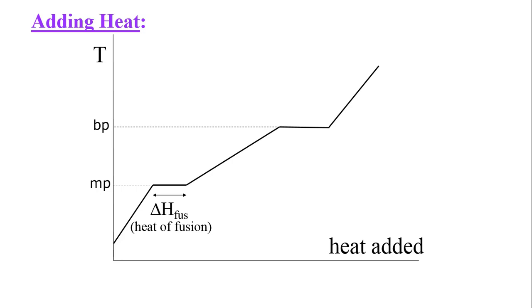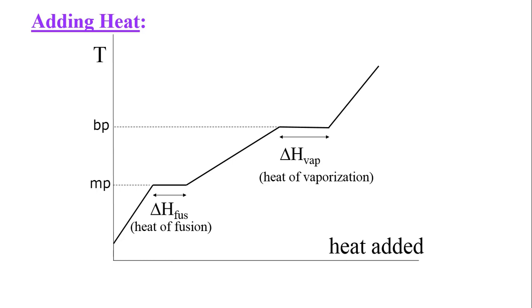It may appear that the second flat section of the graph is longer. That is on purpose. The amount of heat to take 1 mole of liquid to the gas state is called the heat of vaporization, or delta H VAP, and is different than the heat of fusion.